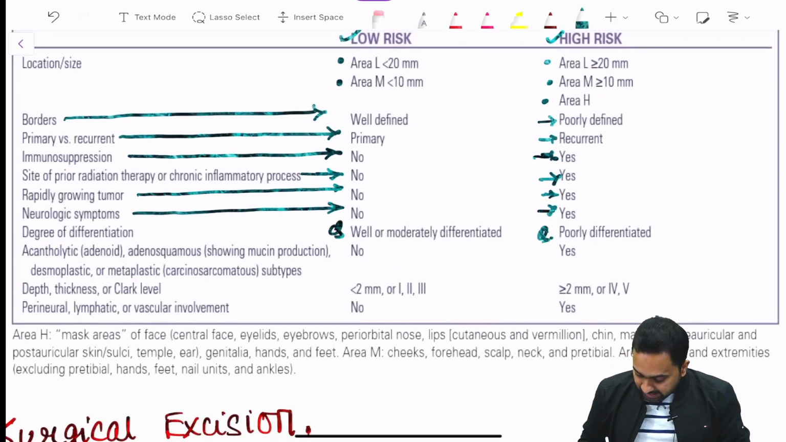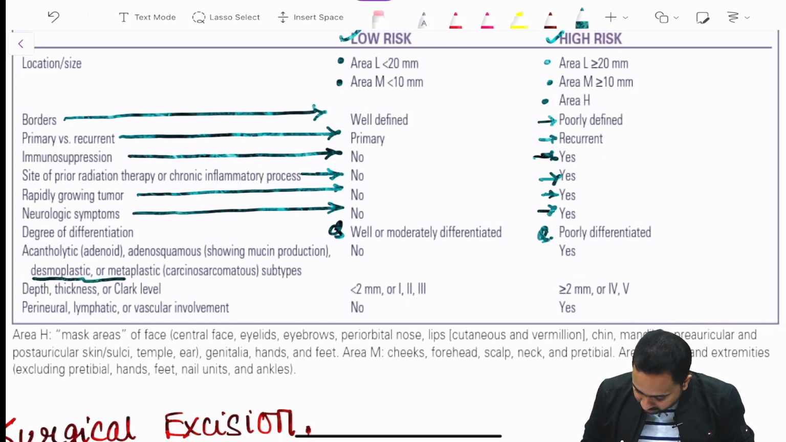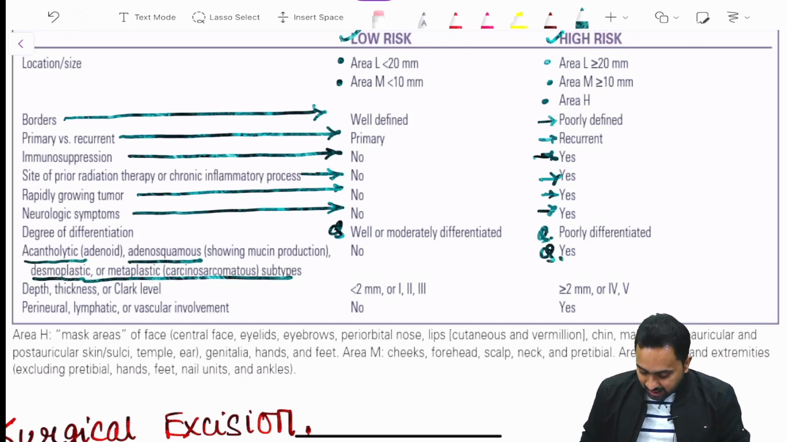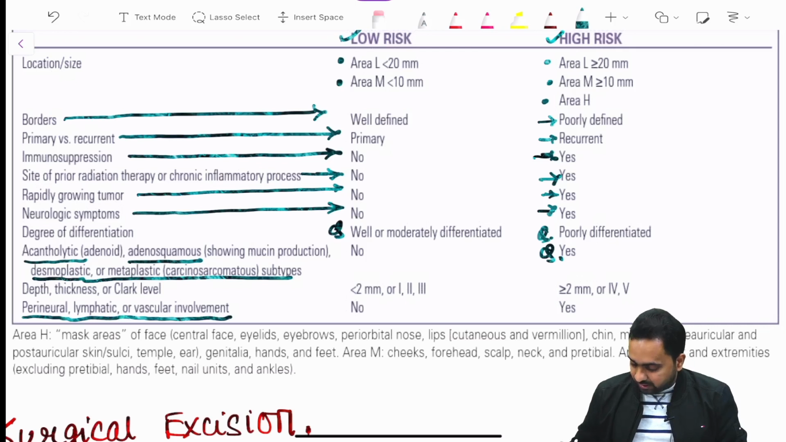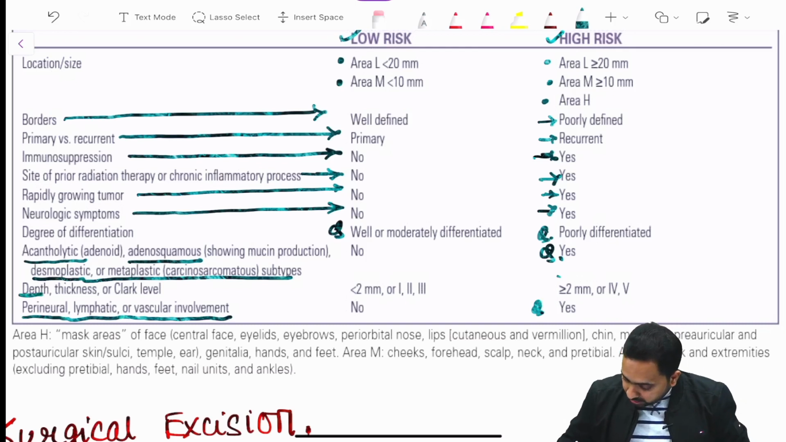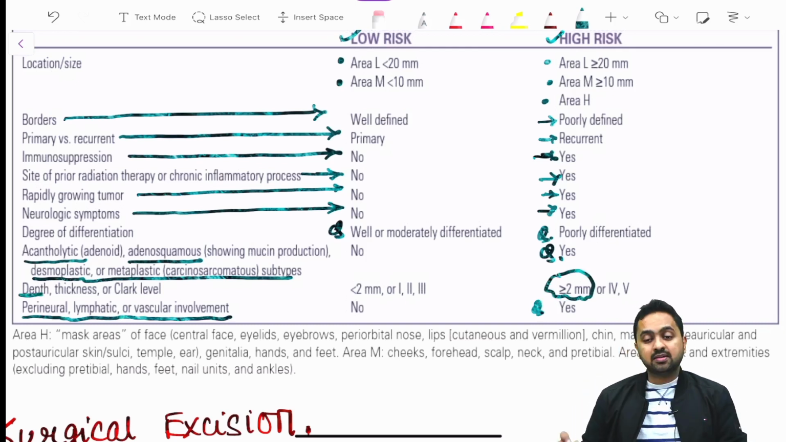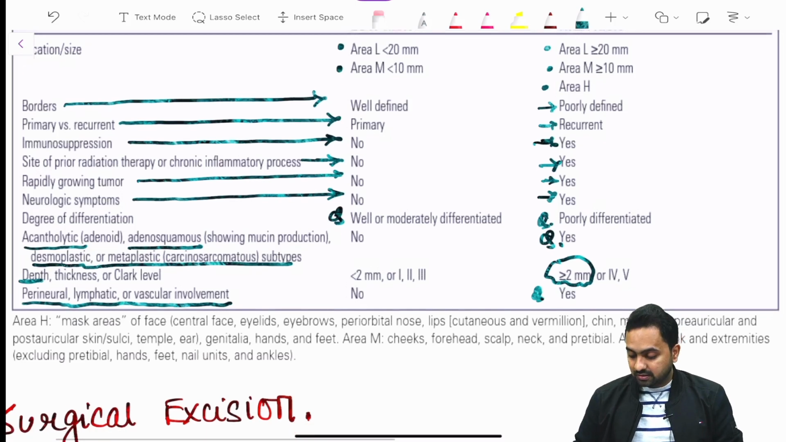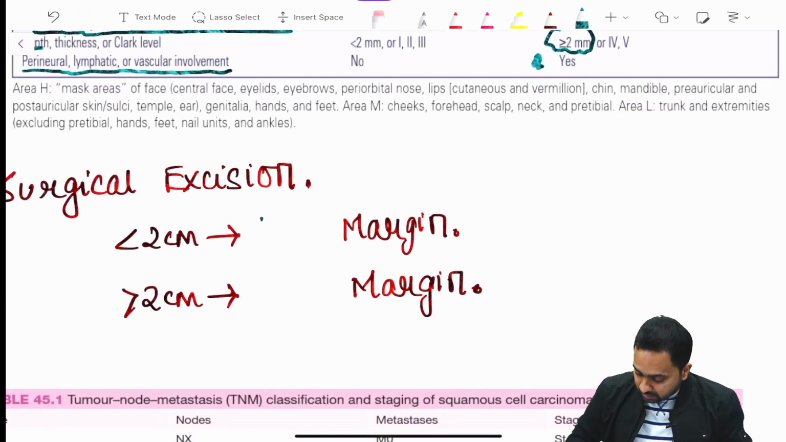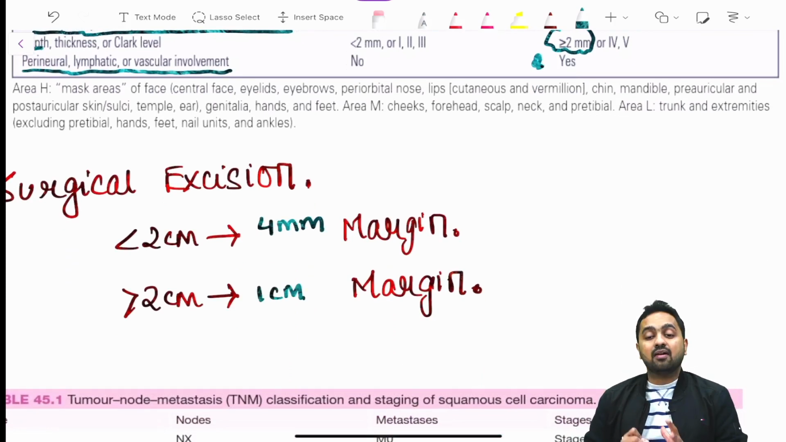Then the degree of differentiation: a poorly differentiated tumor is a high risk, whereas a well or a moderately differentiated tumor is a low risk. Then we have the desmoplastic or metaplastic subtypes, or the adenosquamous subtype. Now they again make it a high risk, and perineural, lymphatic and vascular involvement also make it a high risk, and a depth of more than 2 mm makes it a high risk lesion. You have your surgical excision where, for less than 2 centimeter, a recommended margin is 4 mm, and for more than 2 centimeter we have a recommended margin of 1 centimeter.